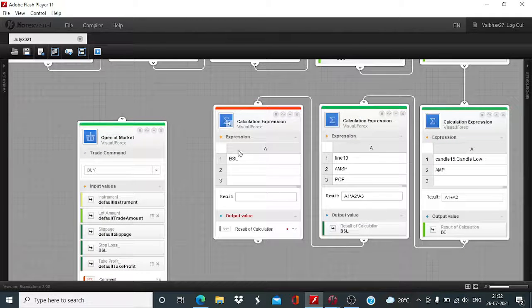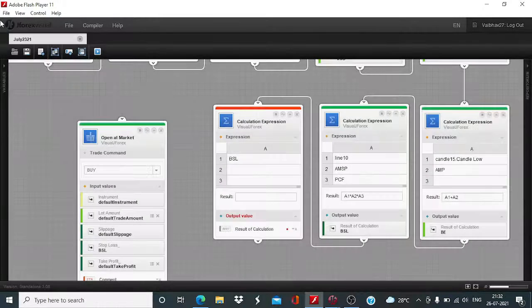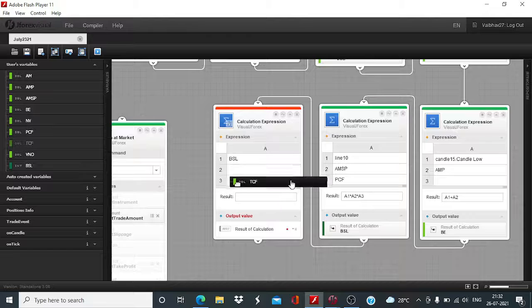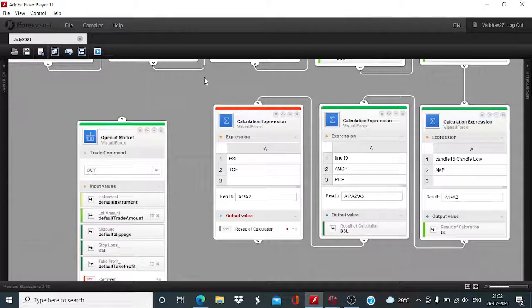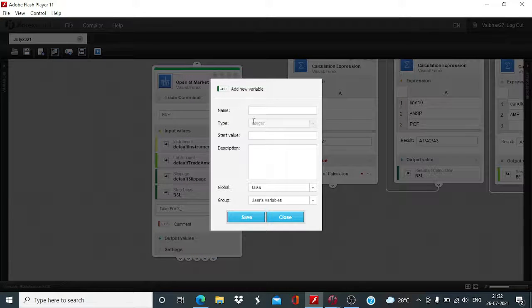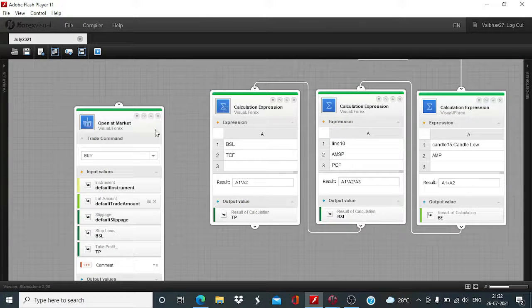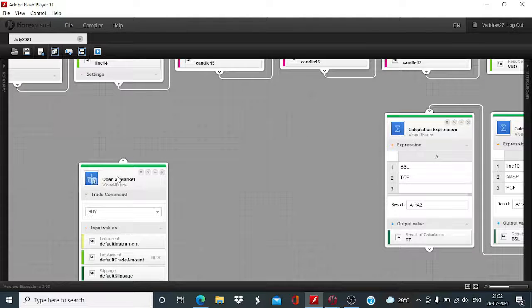And take profit is going to be simply twice of the stop loss. So we take this value and multiply it with a new variable with the value of 2. So 2, and this will be again A1 into A2. And in this case also, take profit variable needs to be created with data type of integer. Alright, this is in place now. I will leave it somewhere here.